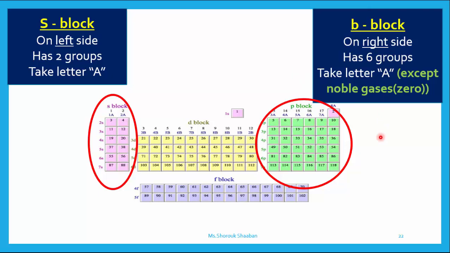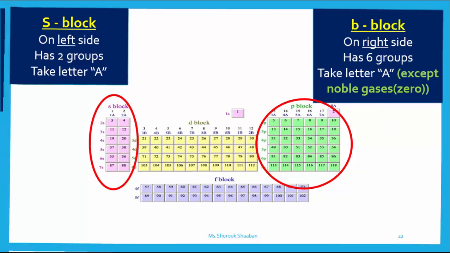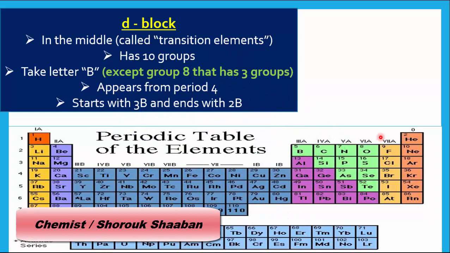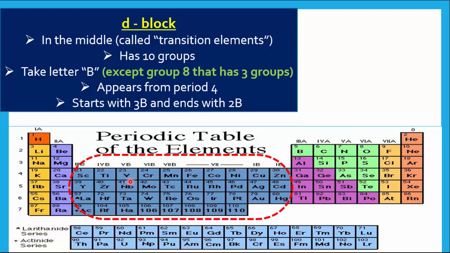S has 2 groups, P has 6 groups, and both of them take the letter A except 0 group, which is noble gases. Block number 3 is D block, and it's found in the middle of the periodic table. This is the D block elements. Where is the location of it? In the middle. And they have a specific name, which is called transition elements. How many groups for this block? Count with me. 1, 2, 3, 4, 5, 6, 7, 8, 9, 10. 10 groups for the D block elements.